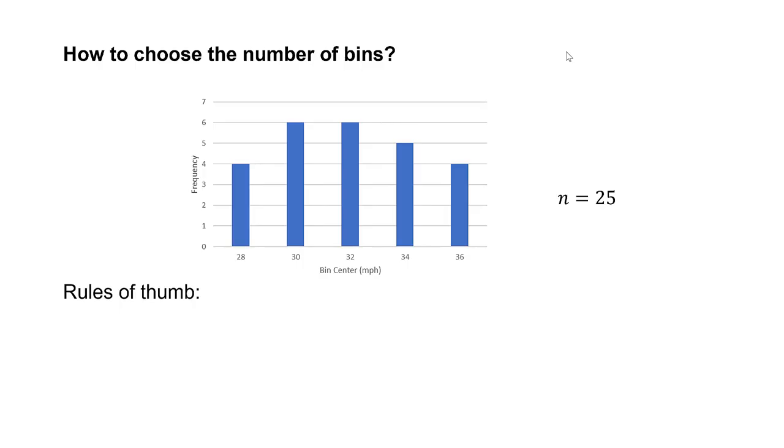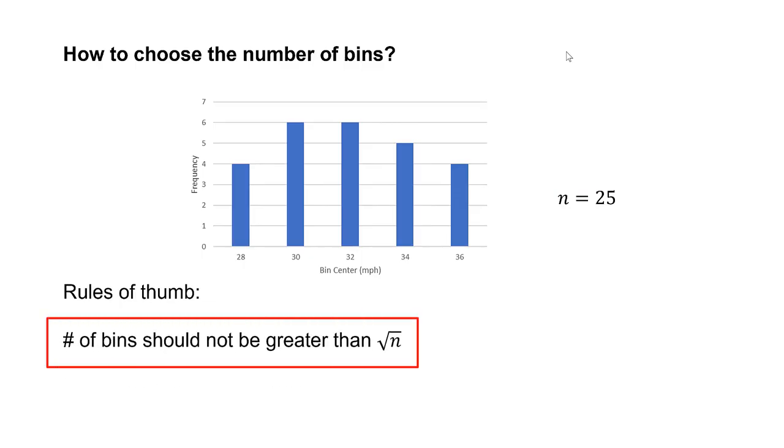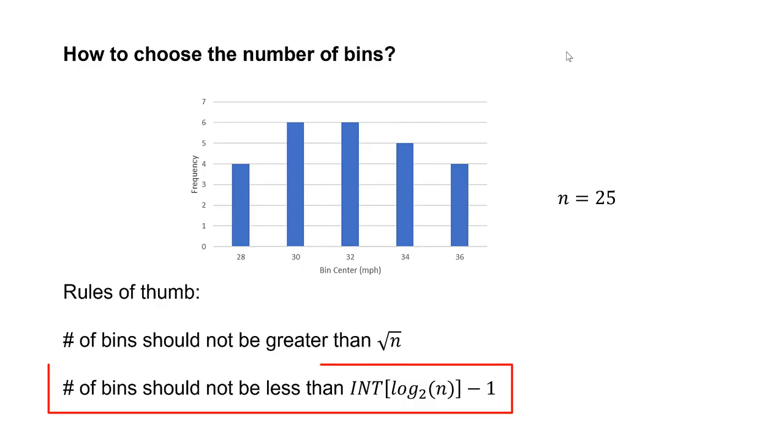Let's go back to the speed data that a police officer collected. Just wanted to show you how we can decide the number of bins. In this case, we have 25 observations, and in general, some good rules of thumb for the number of bins are these. The number of bins, by the way, is selected by you, the creator of the histogram. The number of bins should not be greater than the square root of n, and the number of bins should not be less than the integer part of the log base 2 of n. And I'll show you how we can perform this calculation in Excel.